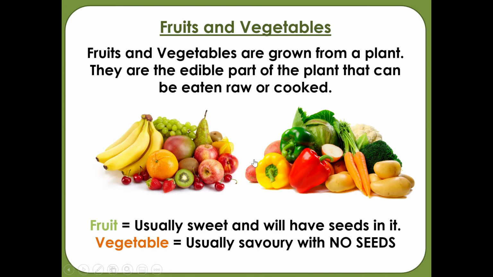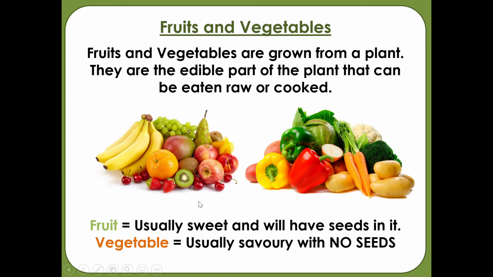So just to clarify what they are, fruit and vegetables are grown from a plant. Okay, it's an edible part of a plant that can either be eaten raw or eaten cooked. In some cases they can be eaten both ways, raw and cooked. There's some foods that you have to cook before you can eat them as well.